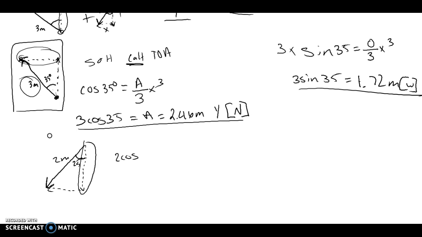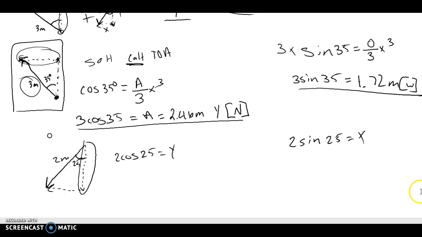So 2 cosine 25 is going to equal my y component. And then for the x component, I have to use sine. So 2 sine of 25 equals my x component. Okay, so let's go ahead and solve those out. Put those into your calculators.